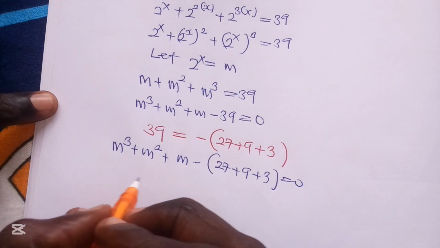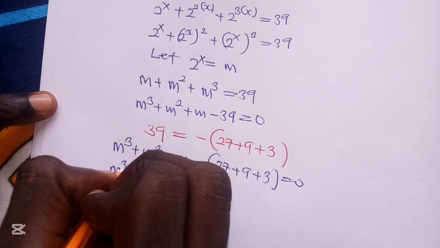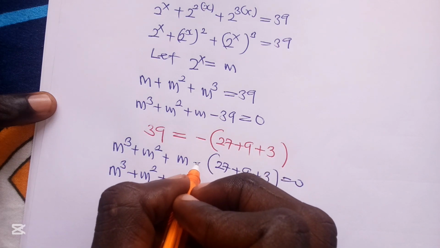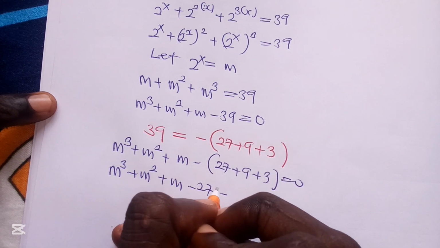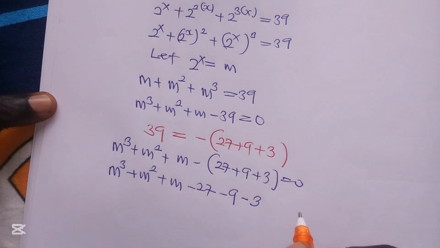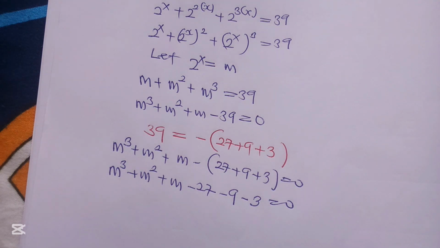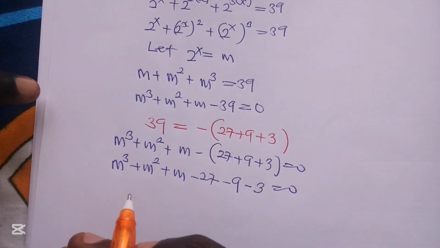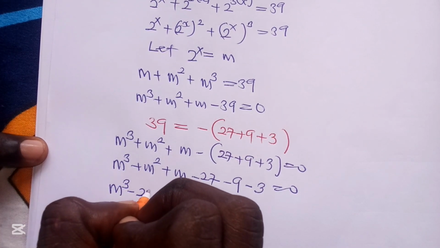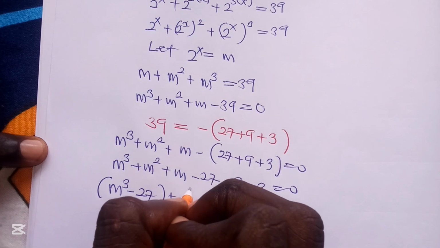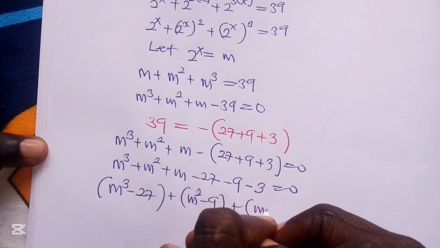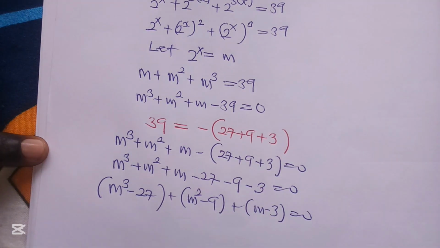Now from this we have m cubed plus m squared plus m, and when the minus multiplies in, it gives minus 27, minus 9 and minus 3. Then everything becomes 0. Now we try to factorize by grouping. We group m cubed and 27, that is m cubed minus 27, plus we group m squared minus 9, then we group m minus 3 also. Then everything becomes 0.